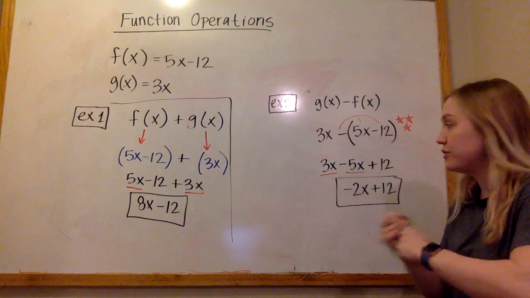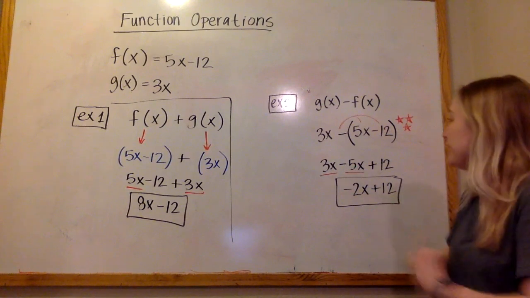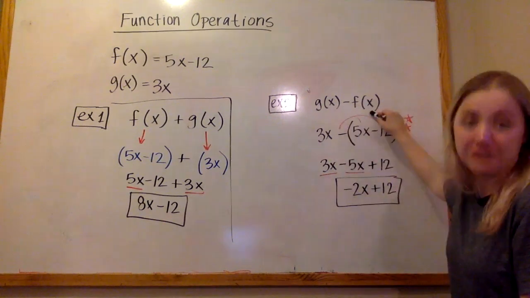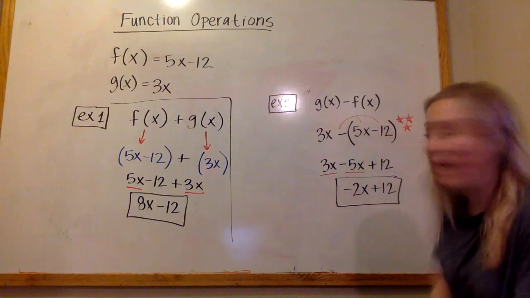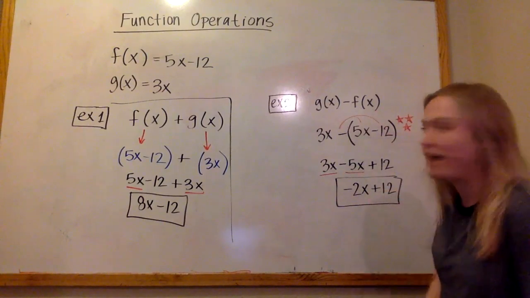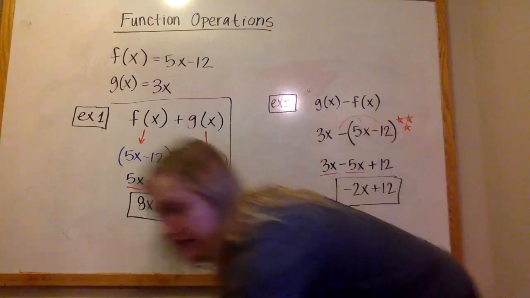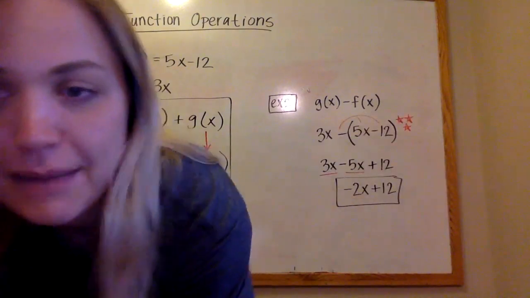Okay, so again, the big thing you had to remember here was when you put it in, it had to go in order, and you had to put parentheses around the thing that you're subtracting. That way, we were able to get the positive 12 after we distributed. Okay, let's do another example.